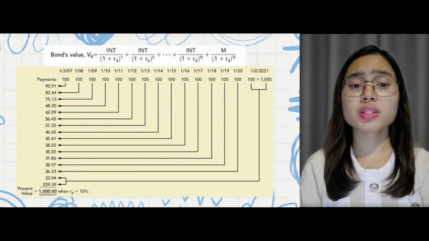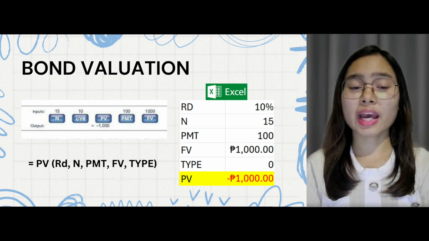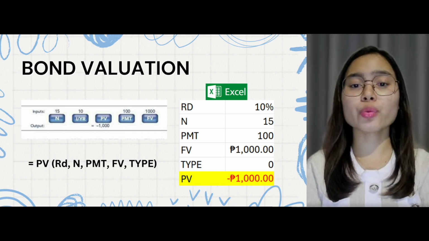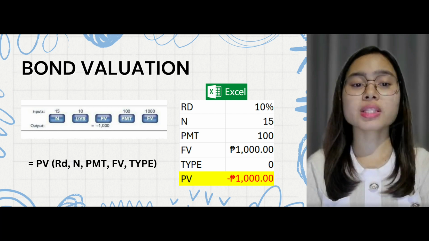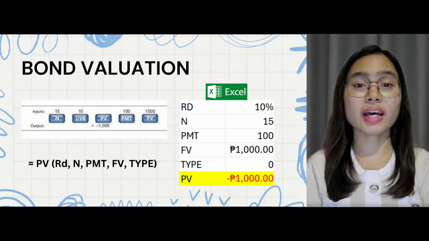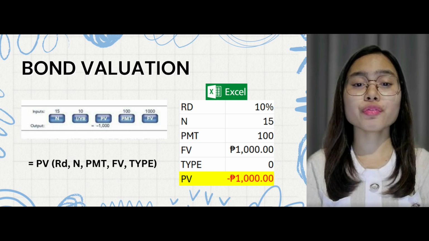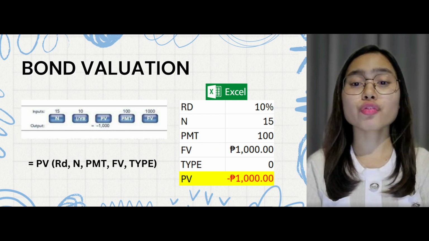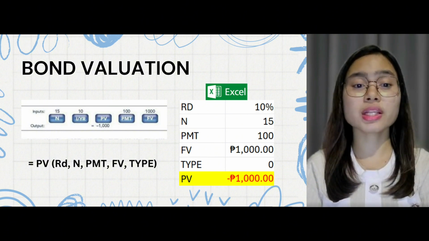However, since this is so time consuming, we have a shortcut. In this slide, we will be using Excel where we will input all the given data for us to get the output. We just need to type equals PV, open parenthesis, RD, comma, space, N, comma, space, PMT, comma, space, FV, comma, space, type, and close parenthesis. For the type, you can just simply input 0 or 1 or just leave it blank and then you will get the answer.